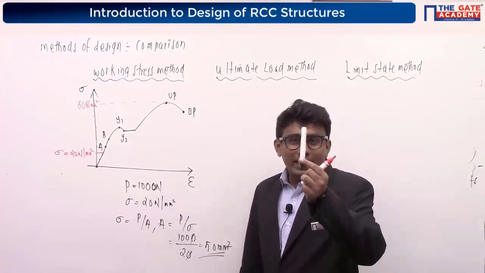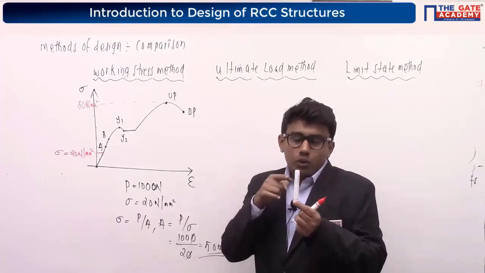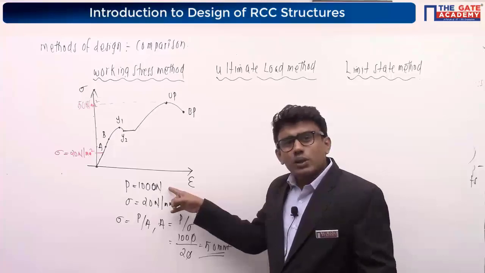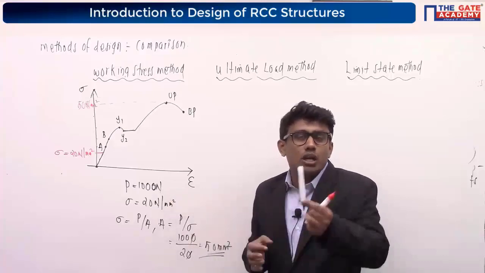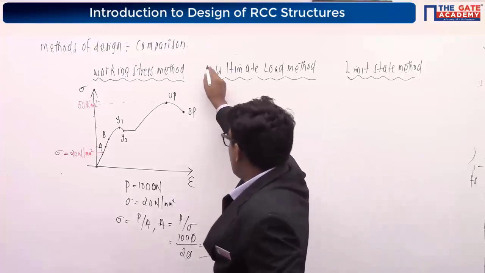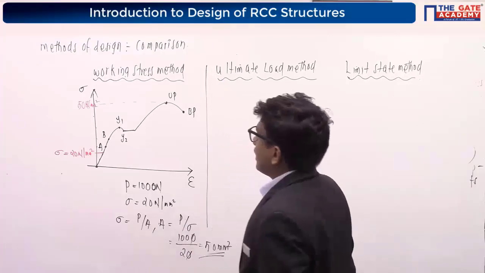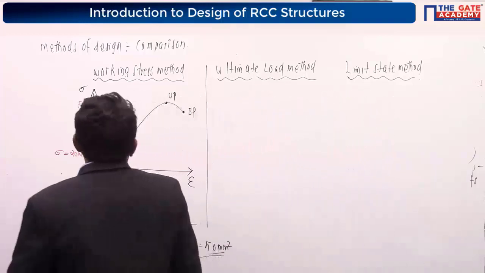Suppose this is the cross sectional area I obtained by working stress method. For this mild steel bar to carry this 1000 Newton, the area of cross section required is 50 mm square as per our working stress method. Keep it with you. Just understand that. Similarly, for our ultimate load method, what am I going to do?